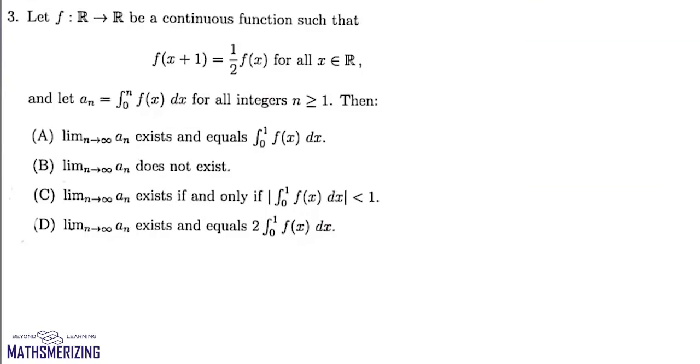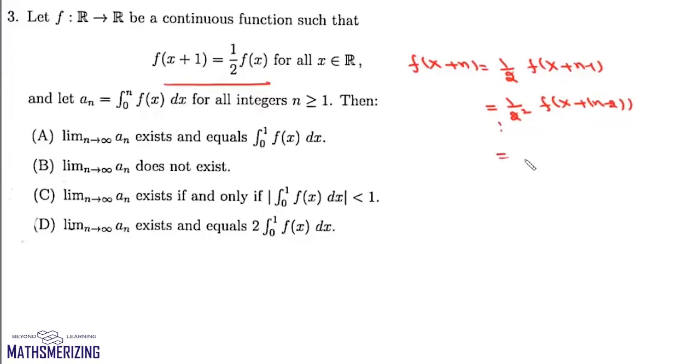Now this third question is, we are given that f(x+1) equals 1/2 f(x). Now let a_n equal the integral from 0 to n of f(x) dx. We need to find the limit n tends to infinity of a_n. Now in this equation, if we put x as x + n - 1, then we can write f(x+n) as 1/2 f(x+n-1), which will be equal to 1/2² f(x+n-2), and using iteration we will eventually come to 1/2ⁿ f(x).